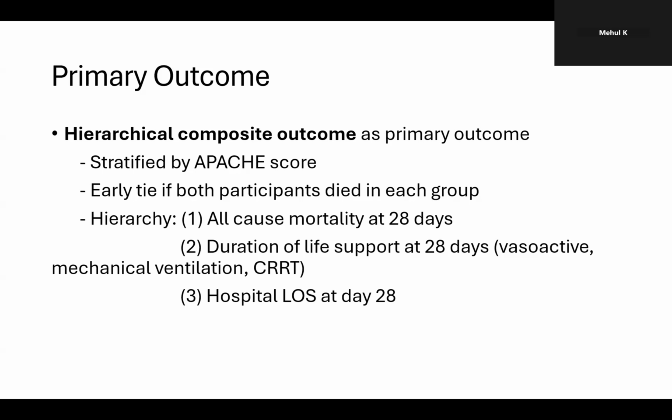Am I clear up till this? So now we'll move on. Why do we need a hierarchical composite outcome? In this particular case, if you are looking at two patients in the study, one of them has presented to you with sudden cardiac death and he dies. When you start CPR, he dies.